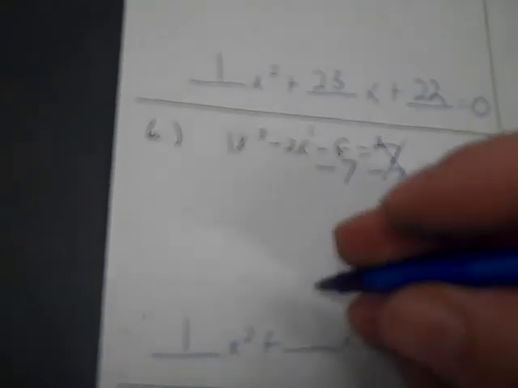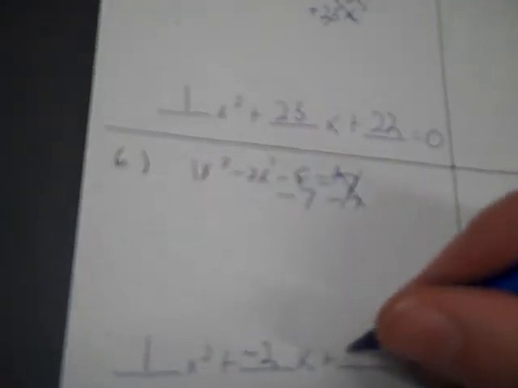Okay, so x second, we got 1. X first, I got negative 2. And then non-x numbers, well, I have 2 of them, so I need to combine them. I just do the math. I take negative 8, because 8's negative, subtract 7, negative 15.